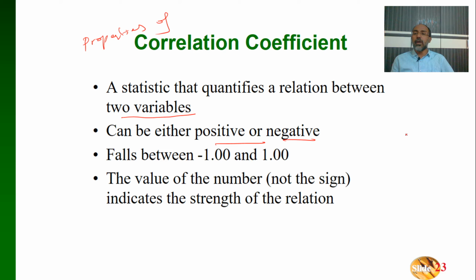So the R value always exists between -1 and +1; it is never greater than +1 or less than -1. You can express that R is between +1 and -1. The value of the number, not the sign, indicates the strength of the relation.